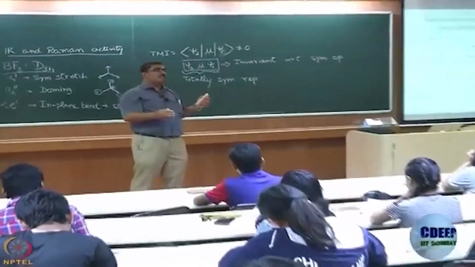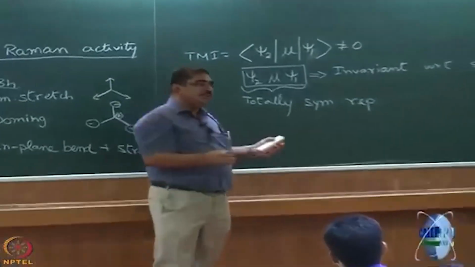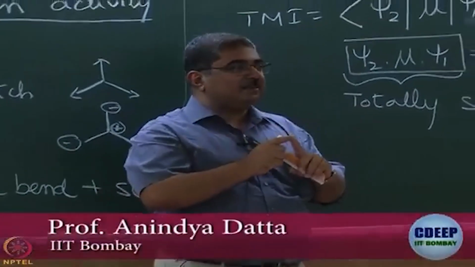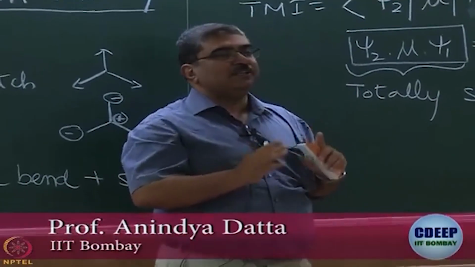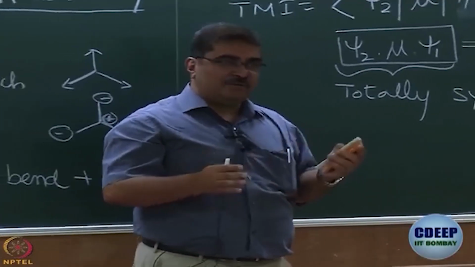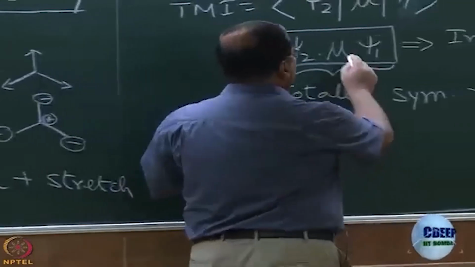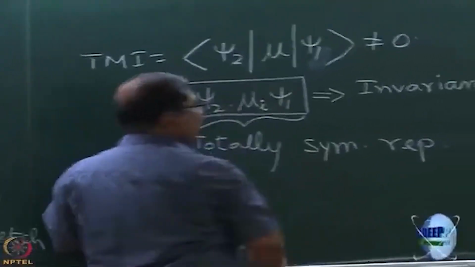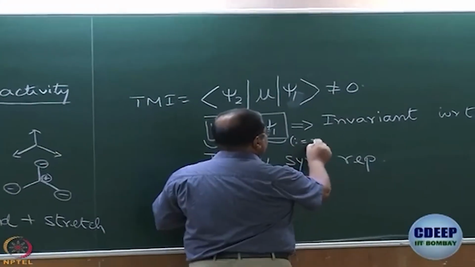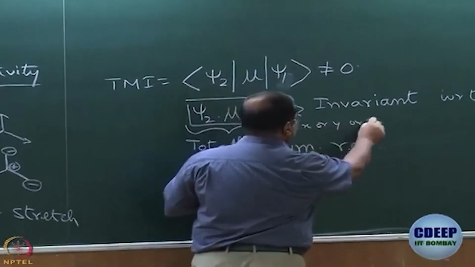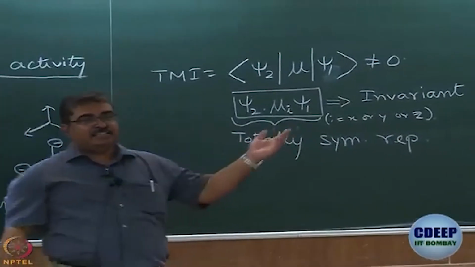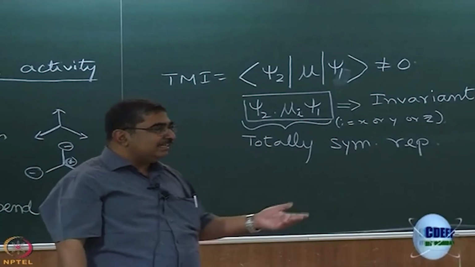The condition for a transition moment integral to be non-zero is that the triple product, the two wave functions and the dipole moment, must belong to the totally symmetric representation. I can modify that a little more by saying that any one of the components of the dipole moment, where i can be x or y or z, because the dipole moment can be in any direction. You have to resolve it into x, y and z.